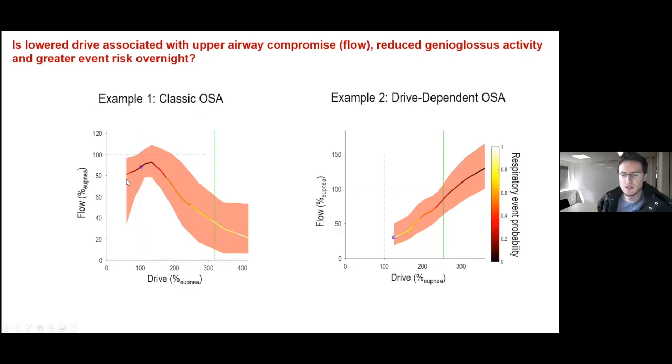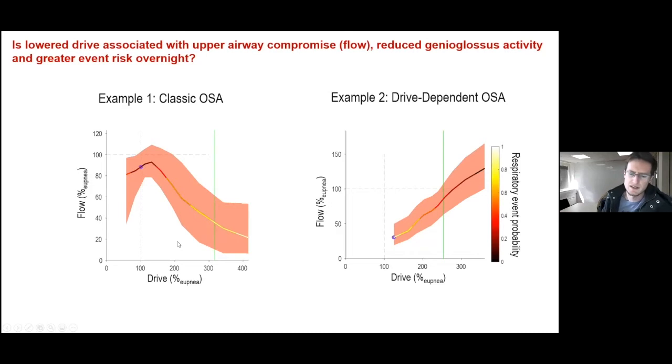And we do this analysis normally to get phenotypes of sleep apnea. So we've just repeated this. The analysis involves taking all of the data, looking at ventilatory drive, ranking drive into 10 bins, and drawing a graph of the median drive and the median flow. And this is also the interquartile range of flow.